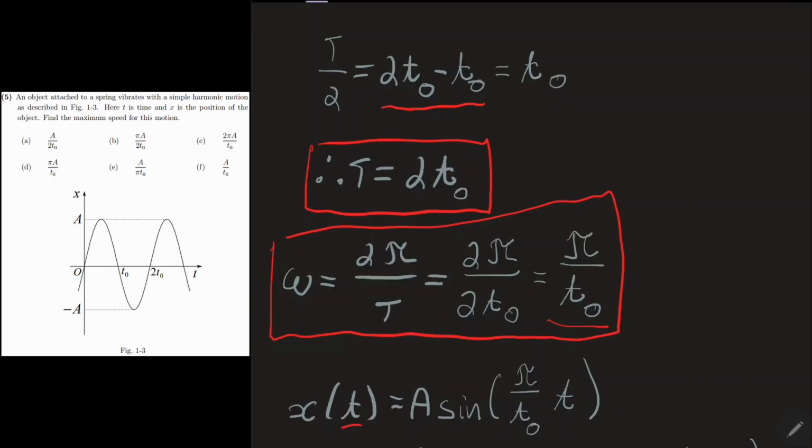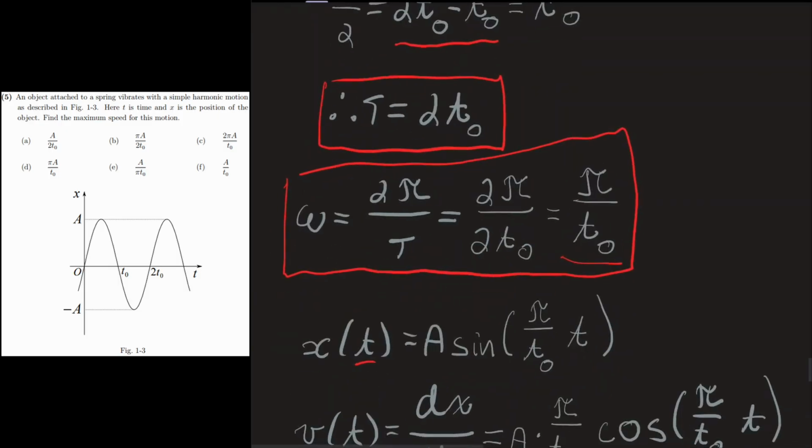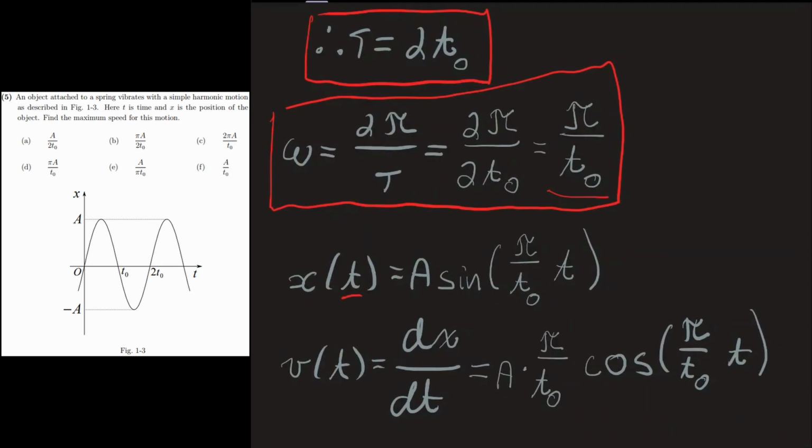So now I have a function for the position of our object, and then we can take its derivative to find a function for the velocity of our object. So using the derivative of sine and the chain rule, we find that the velocity of our object with respect to time is equal to A times pi divided by t sub 0 times cosine of pi divided by t sub 0 times t, which is the time.